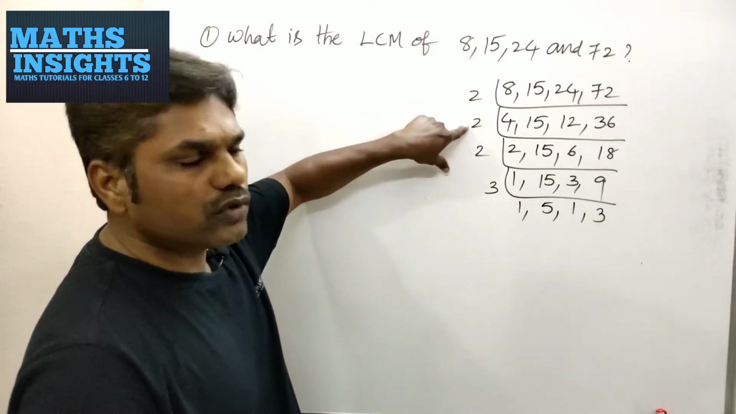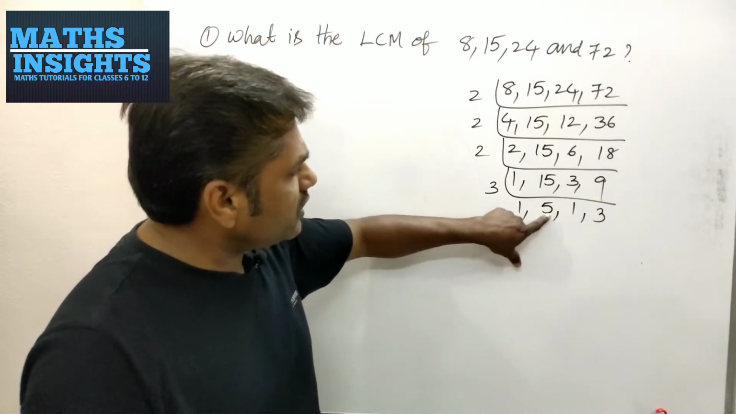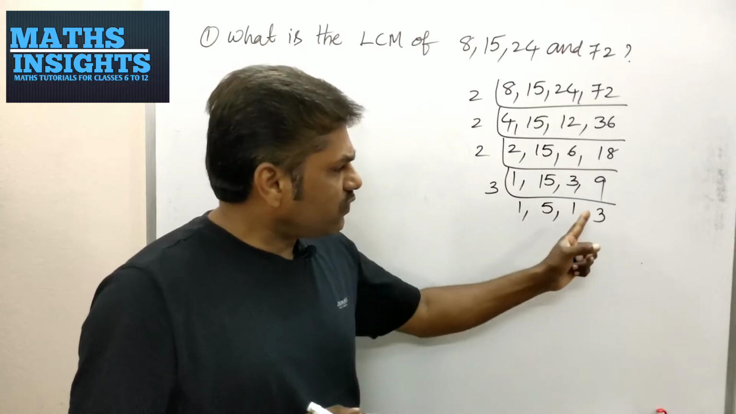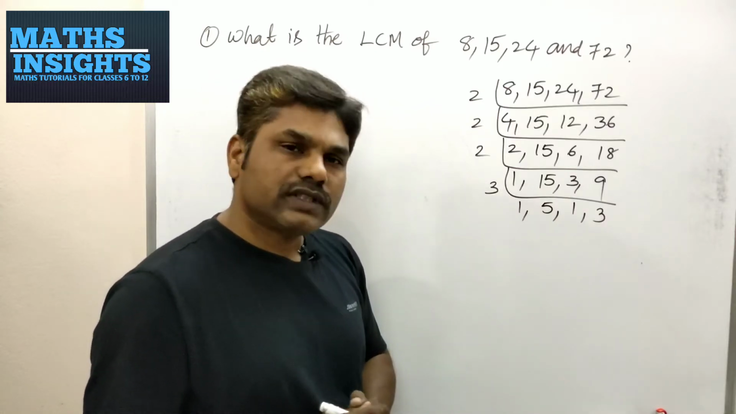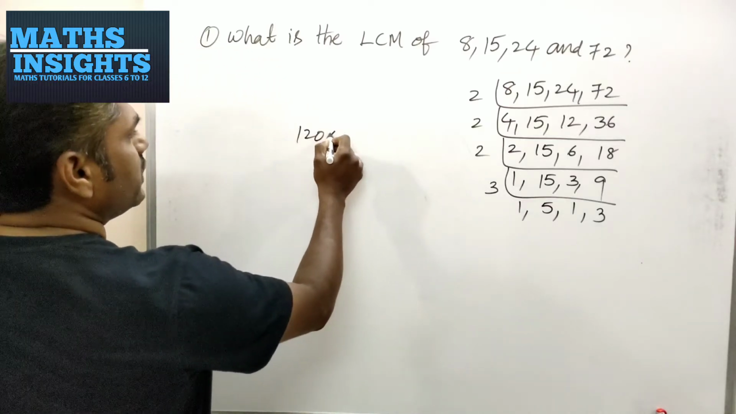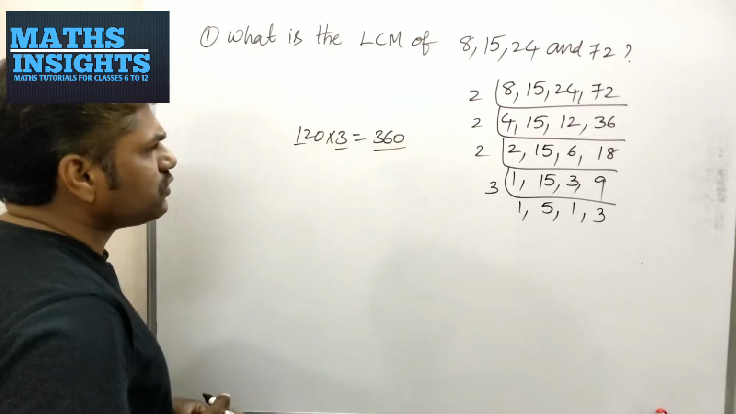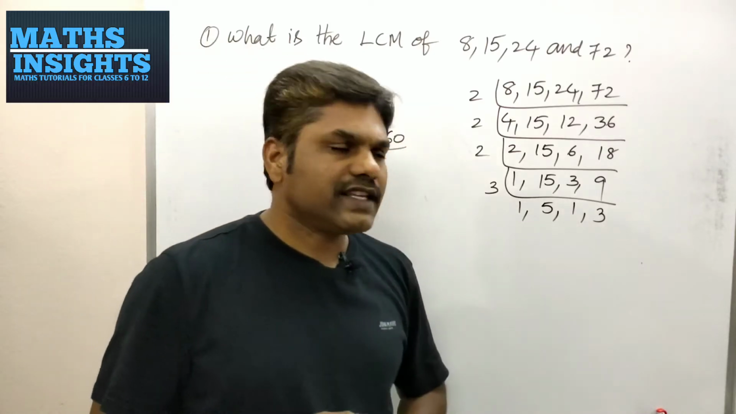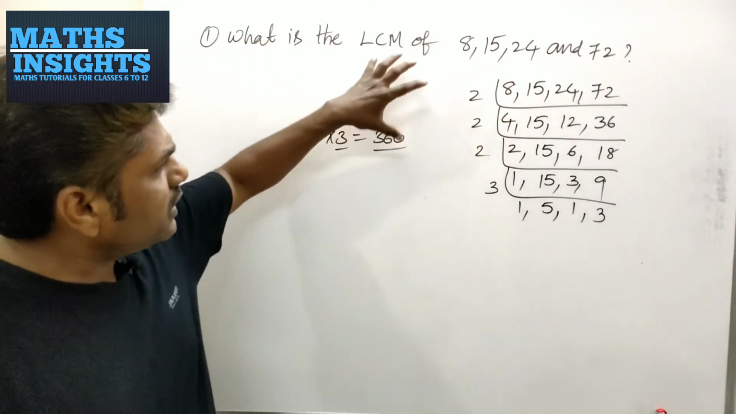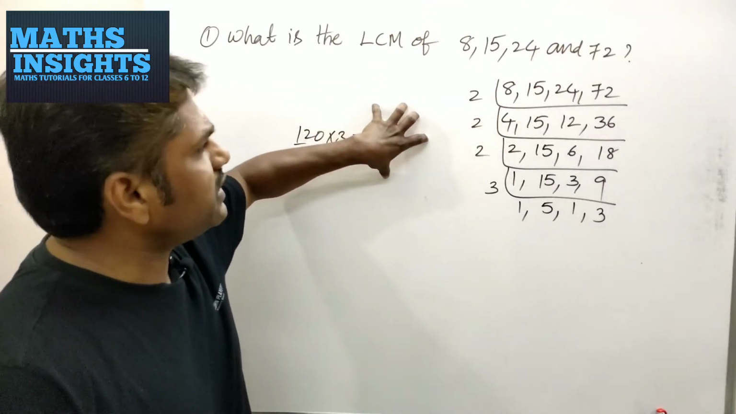So 2 2s are 4, 4 2s are 8, 8 3s are 24, 24 5s are 120, and 120 into 3. See, this is 120 into 3, which is 360. So 360 is the LCM of all these four numbers. If you observe, every number 8, 15, 24 and 72 divides this number exactly.